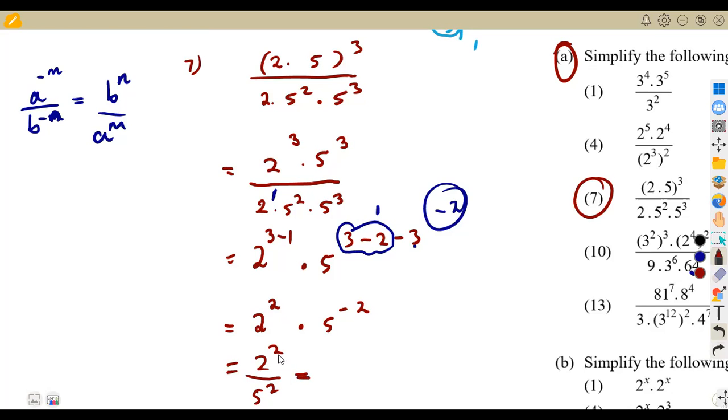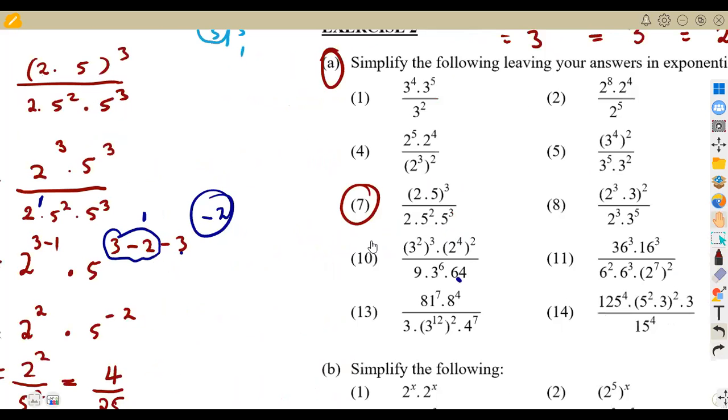2 to the exponent of 2 means 2 times 2, which is a 4, over 5 to the exponent of 2 means 5 times 5. It multiplies itself 2 times. So 5 times 5, that is a 25. So that is how we can simplify such typical questions. So our answer there was going to remain as 4 over 25 in simplest form.